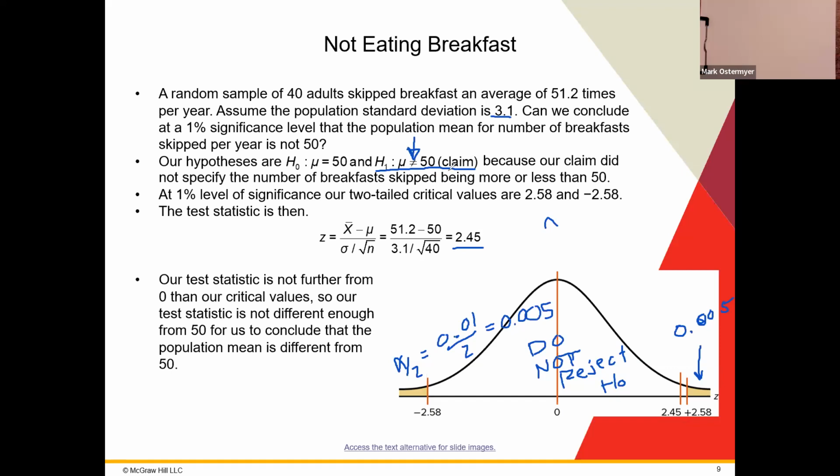So we fail to reject the null hypothesis. And all we can say is that sample evidence is not strong enough to support the claim that the mean number of breakfasts missed during the year is different than 50. We cannot go with that. We cannot say that because we cannot reject the null hypothesis.